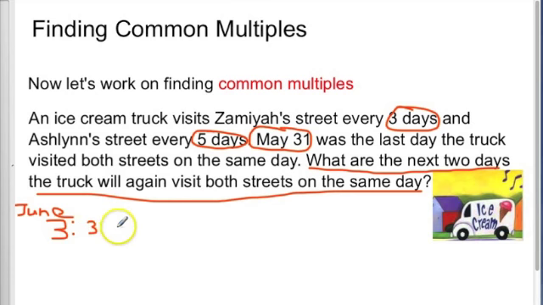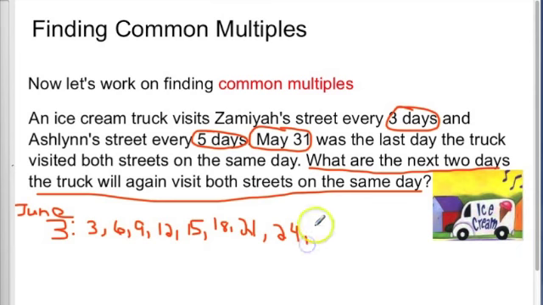So I'm going to have 3, 6, 9, 12, 15, 18, 21, 24, 27, and 30. So that's what I'm looking at when I'm skip counting by 3.